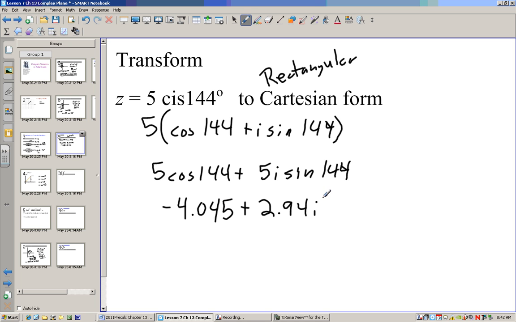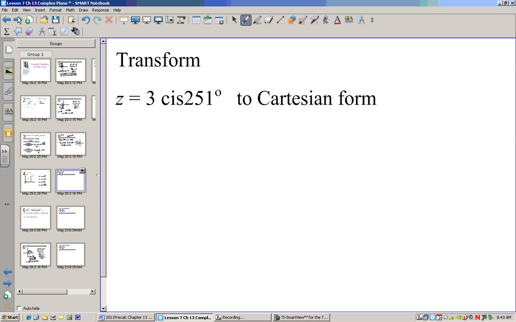So for this, let's see if both of these make sense together. 5 at 144 degrees is going to be somewhere up in here. Maybe more like that. Now, in rectangular, we're saying we're moving to the left about 4 and up about 3. Does that make sense? Yeah, 3, 4, 5 triangle. Yeah, that's reasonable. And we go to the left 4 and up 3. Yeah, that seems to make sense.